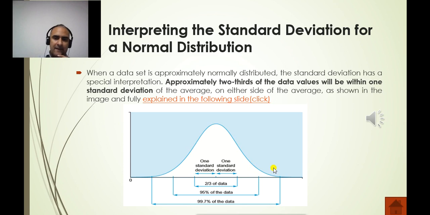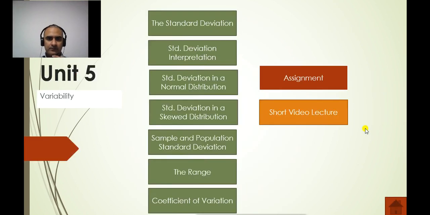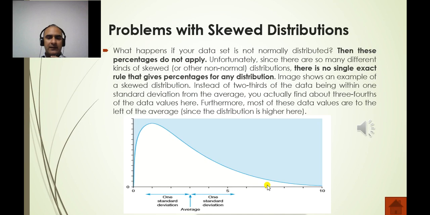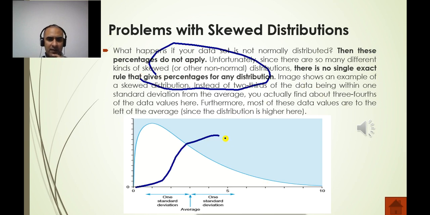All right, very good. So now we have standard deviation in a skewed distribution. Like I said, in this case, a skewed distribution always causes a problem, and there's no rule giving us what percentage of the data is in this distribution. That's why we always have to normalize the data, and we already explained that in the previous unit.